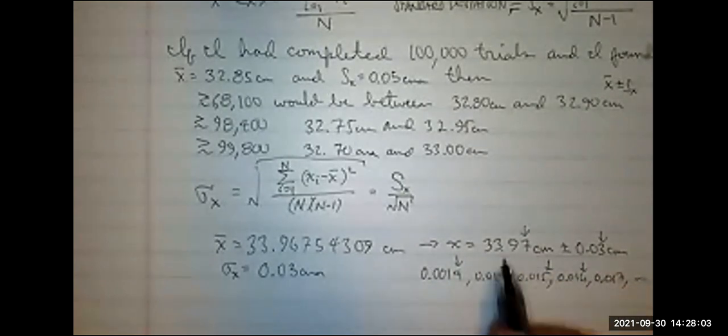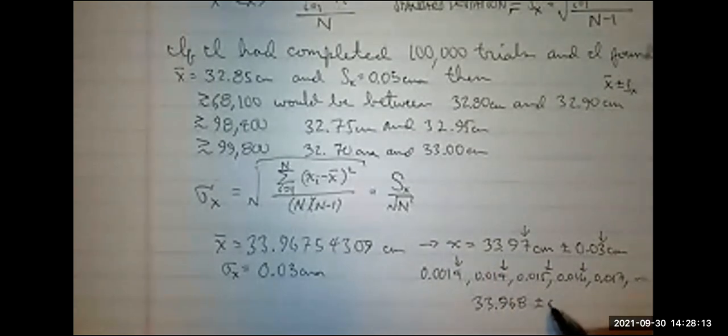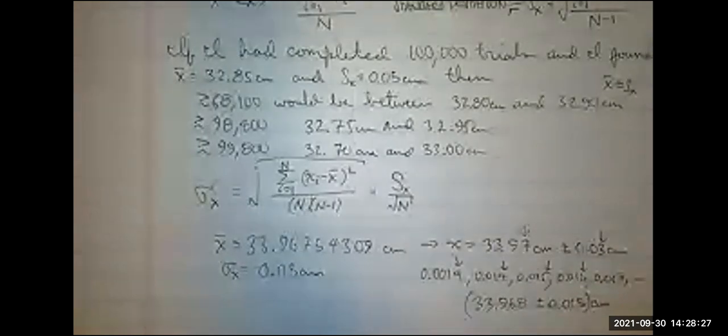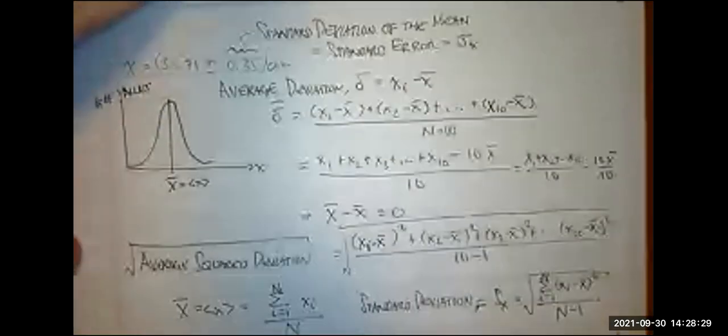In other words, in that case, you would write 33.978 or 968 plus or minus 0.015 centimeters. Notice I put the centimeters out there, so I had to put parentheses on it again. So does that make any sense to you folks? Okay, that's really the process. So now let me show you in real life how that works out.